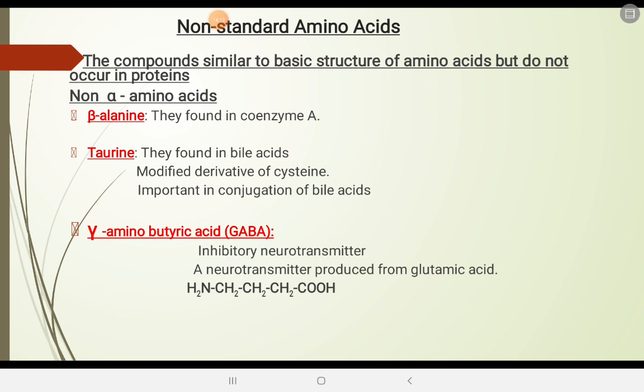GABA, gamma amino butyric acid, is an inhibitory neurotransmitter. This inhibitory neurotransmitter is produced from glutamic acid. It is an important inhibitory neurotransmitter found in the human body. Non-alpha amino acids: beta-alanine, taurine, gamma amino butyric acid.